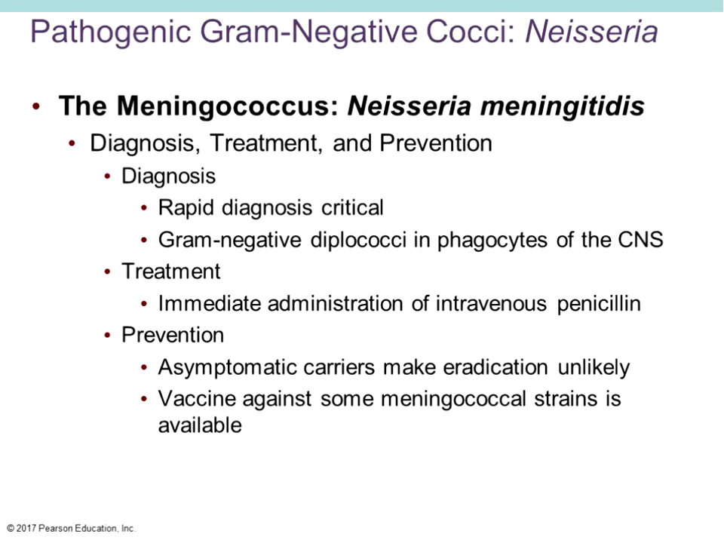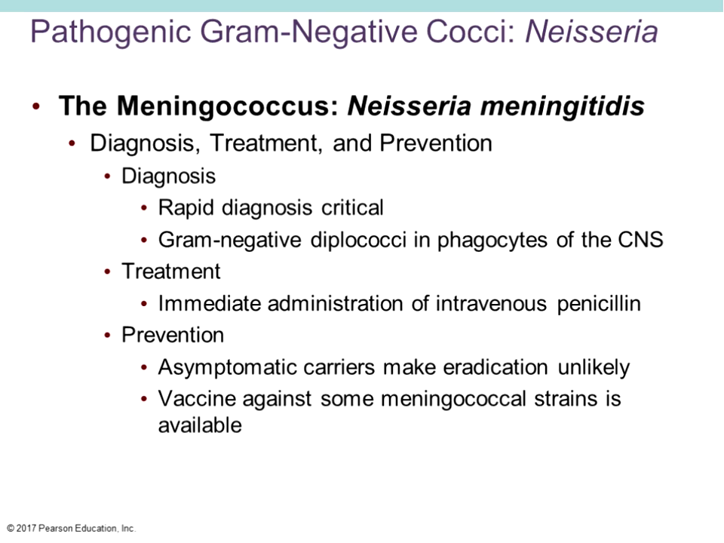So, diagnosis and treatment. Rapid diagnosis is absolutely critical because the disease can be life-threatening and may cause death within 6 hours. And you may have seen some of the commercials that are advocating vaccination because it can happen so quickly. We look for gram-negative diplococci in the phagocytes of the central nervous system. Treatment, we begin immediately with intravenous penicillin. We start with an IV antibiotic.